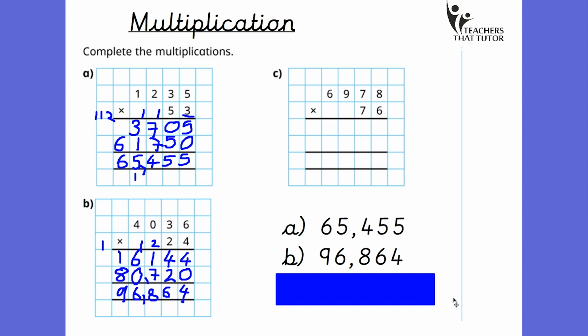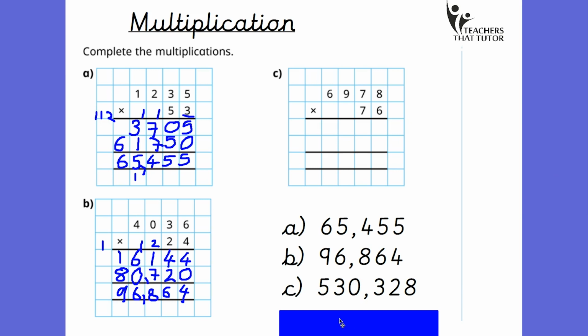Okay, how did you get on? The final answer then should have been a very large number, 530,328. So that was the final answer for C.